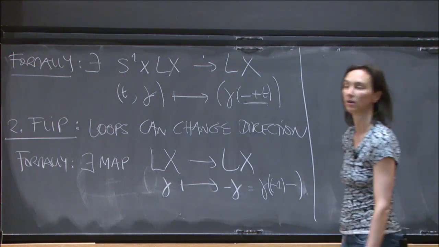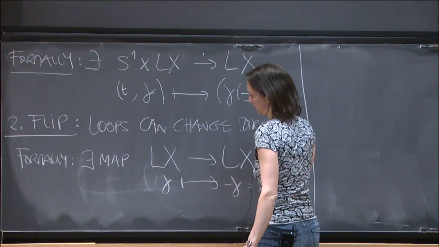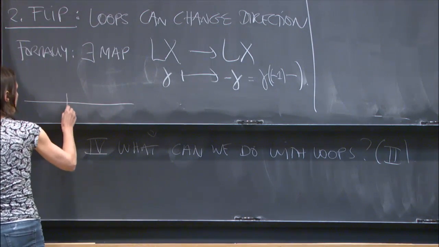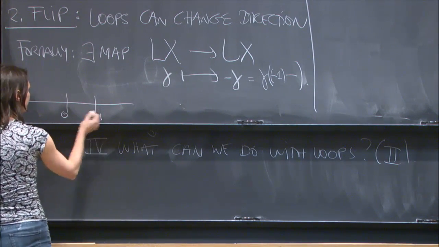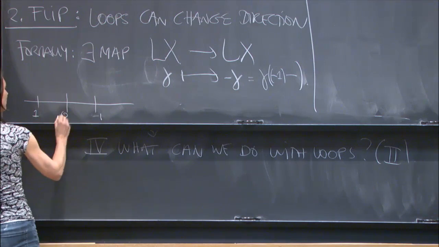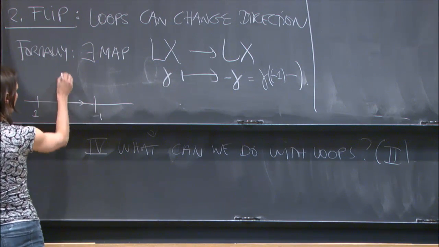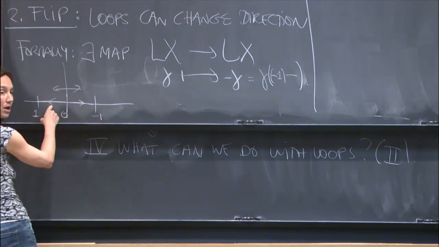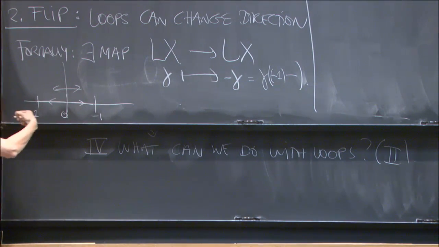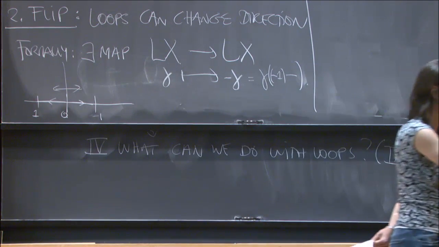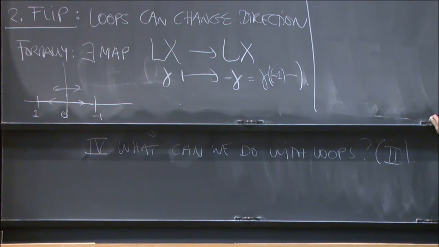Again, if you think in terms of the real line, 0, 1, minus 1, if I flip by minus, I'm going to map my loop here, but this is the same as taking it in the other direction. Okay, so we could do that. What else could we do?